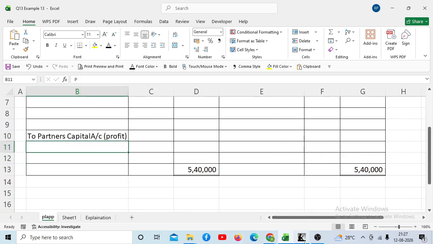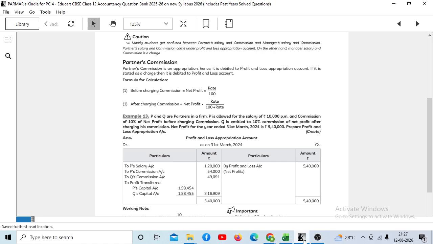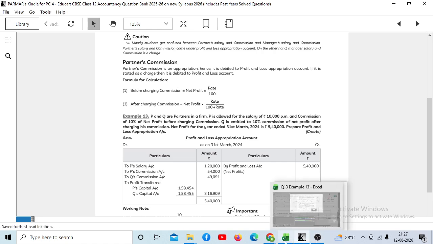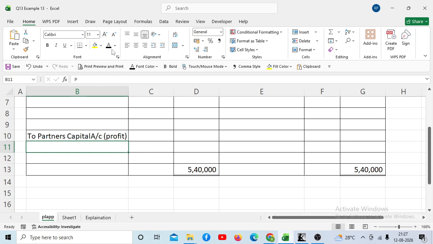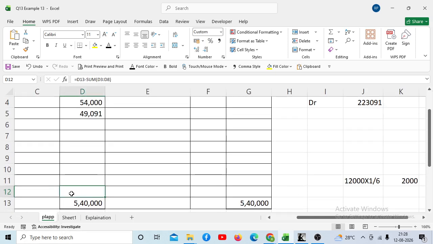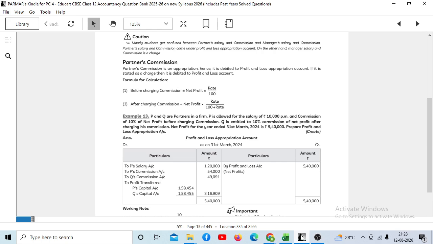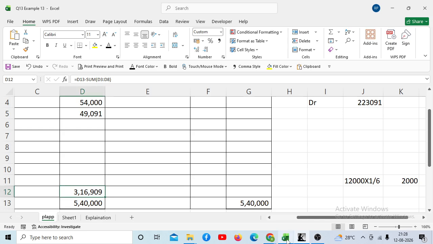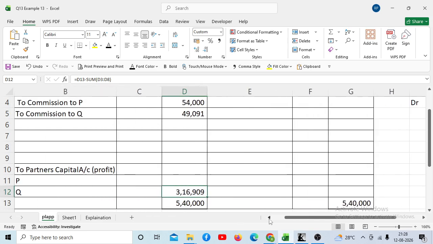And what are the names of the partners? P and Q are the partners. So we will write here partners' capital, P and Q. Now find out the difference. Subtract this: 3,16,909. Now in the question, if the ratios are not given, then we have to share it equally. So divide this profit equally.